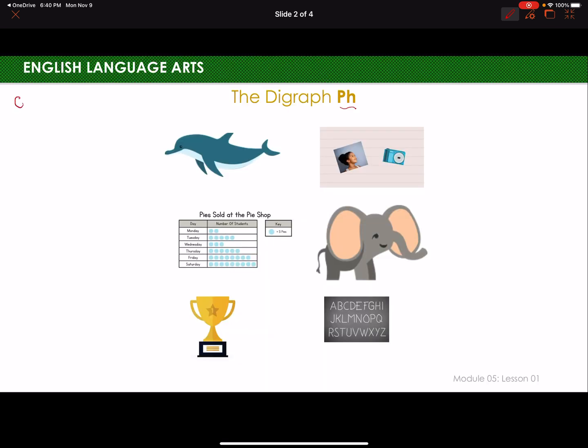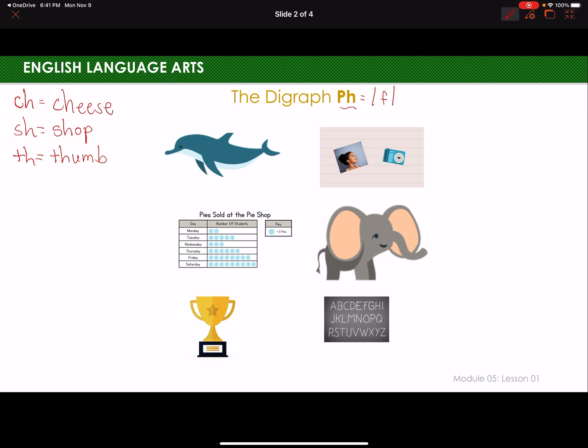We've learned CH that says ch, like in cheese. We've learned SH that makes the sh sound, like you're telling someone to be quiet, like in the word shop. And we've also learned the TH digraph, which makes the th sound, like in the word thumb. So the PH digraph makes the f sound, just like the letter F.